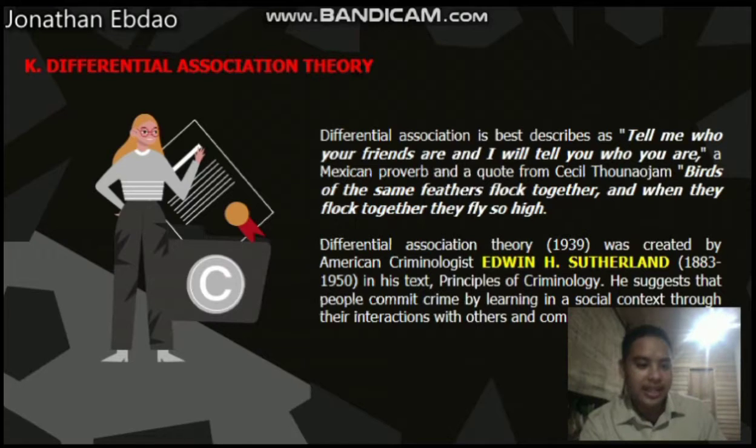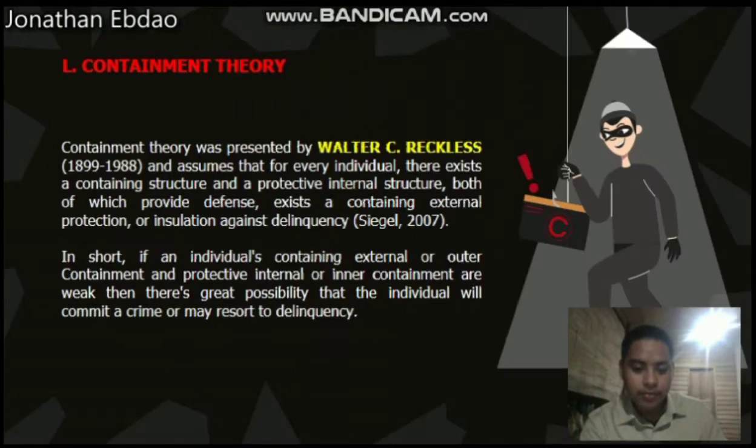The next one is the containment theory. Containment theory was presented by Walter C. Reckless and assumes that for every individual there exist containing external structures and protective internal structures, both of which provide defense, a containment, external protection, and insulation against delinquency.